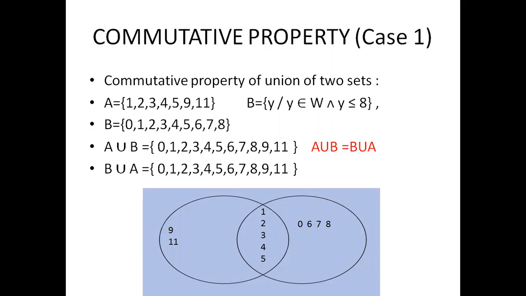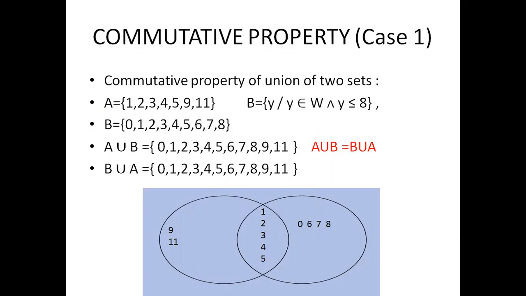Here you can see that this open mouth is towards 8. As this open mouth is towards 8, it means that you have to write the elements less than 8. Open mouth means 8 is the largest number in this list. And 0, 1, 2, 3, 4, 5, 6, 7, 8. Why am I including 8? Because of this sign. So all the numbers less than 8, including 8, will be written in B.